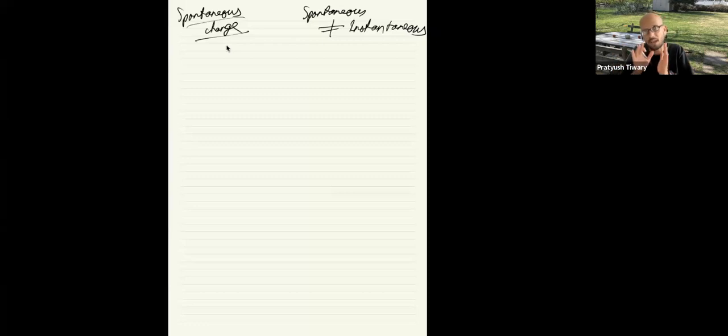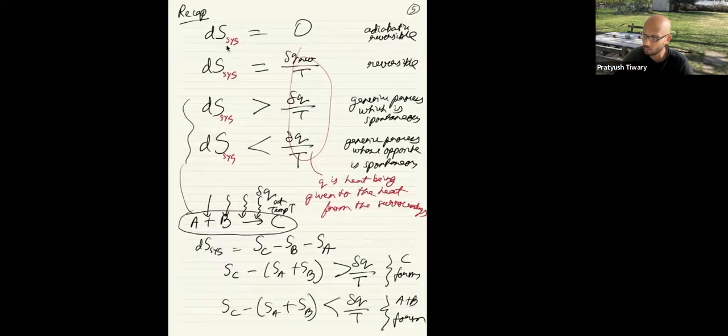Spontaneous means something that happens in the age of the infinite universe, in the limit of infinite time. It doesn't tell us anything about when it will happen. So we are talking about here, C will form, but there is no notion of time.